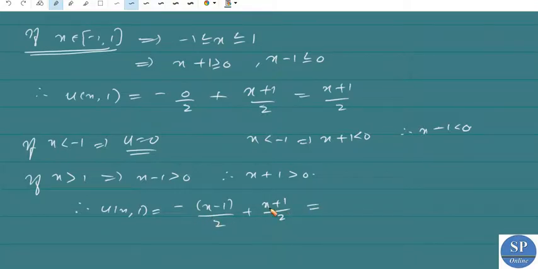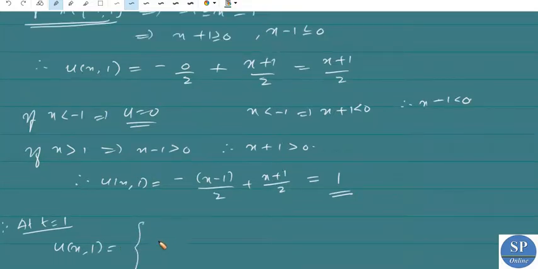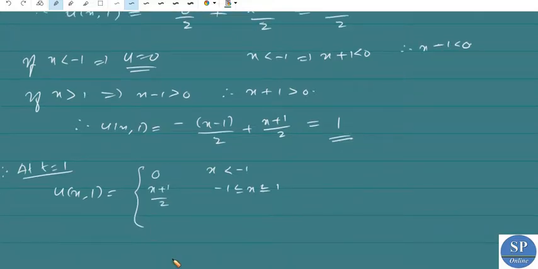So the value is minus x by 2 plus x by 2 is getting cancelled, and plus 1 by 2 plus 1 by 2, which is 1. Okay, so at the point t equal to 1, we can write our solution as u of x, 1 is equal to 0 when x is less than minus 1, and when x lies between minus 1 and 1, we have u is nothing but (x plus 1) by 2, and if x is greater than 1, we have u is nothing but 1.